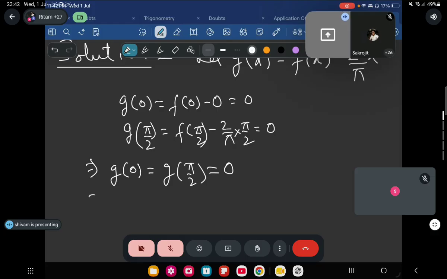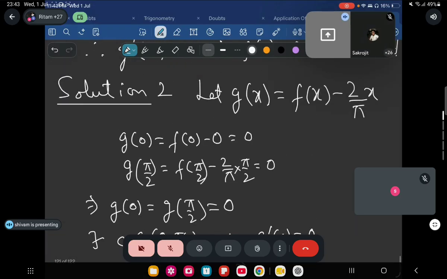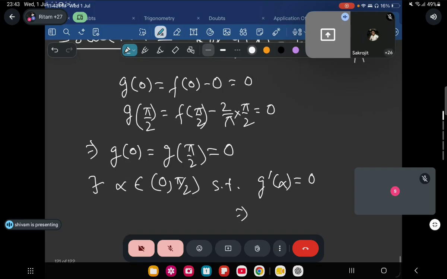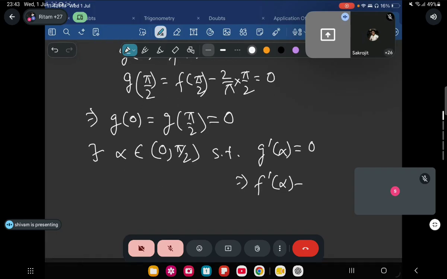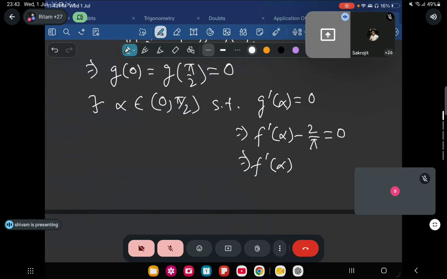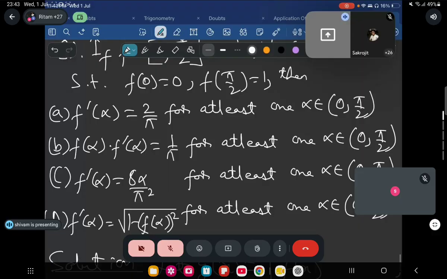So can I say that there exists some c belongs to (0, pi by 2) such that g dash c is equal to 0. Now what is g dash c? Or you can say alpha, because alpha is given. g dash alpha is equal to 0. So what is g dash alpha? g dash alpha will be equal to f dash alpha minus 2 by pi, which is equal to 0. This implies f dash alpha is equal to 2 by pi. So hence option A is correct. Anyone having any doubt, you can ask me now.